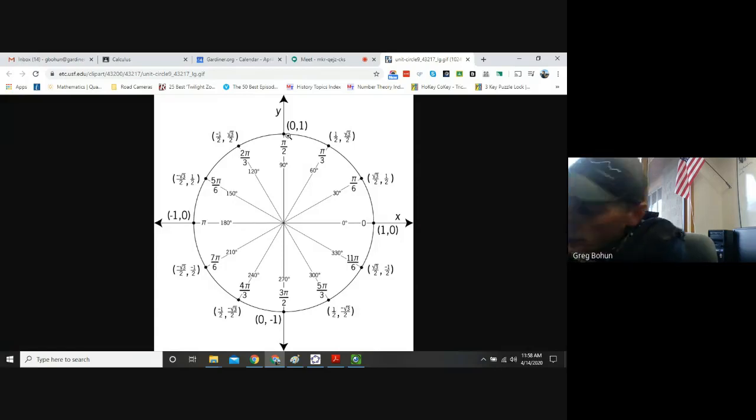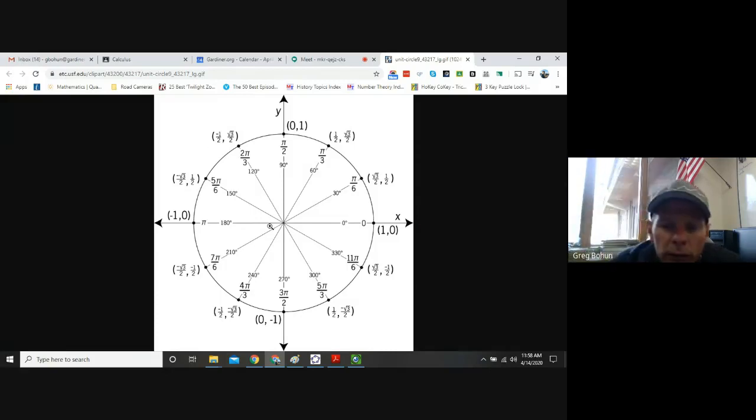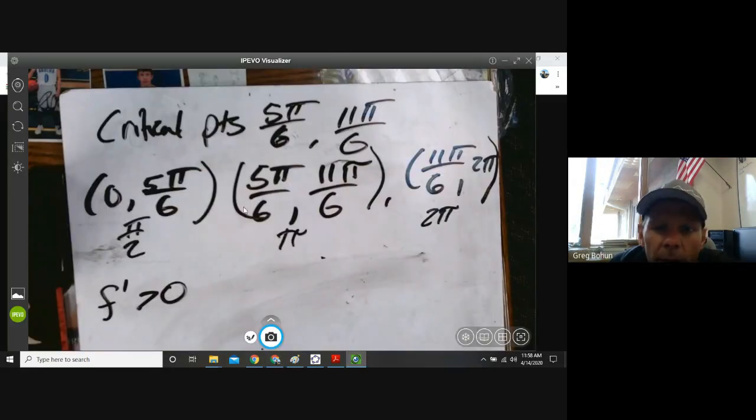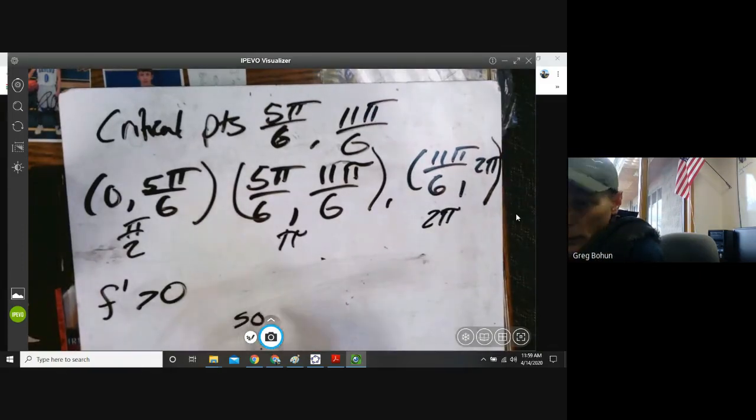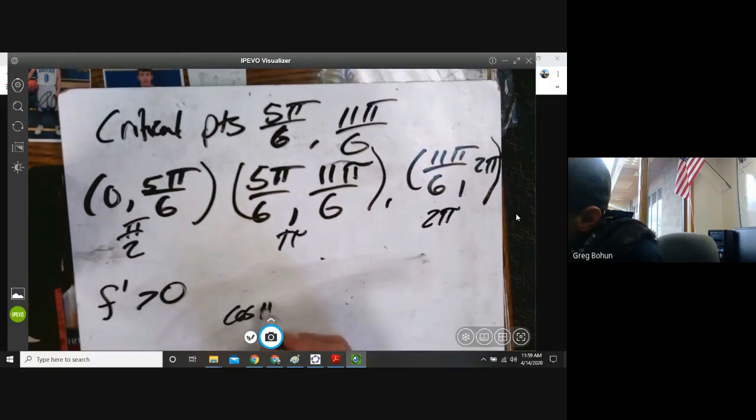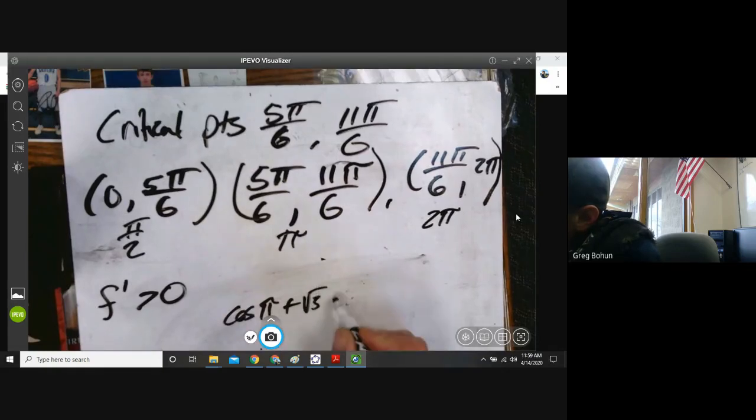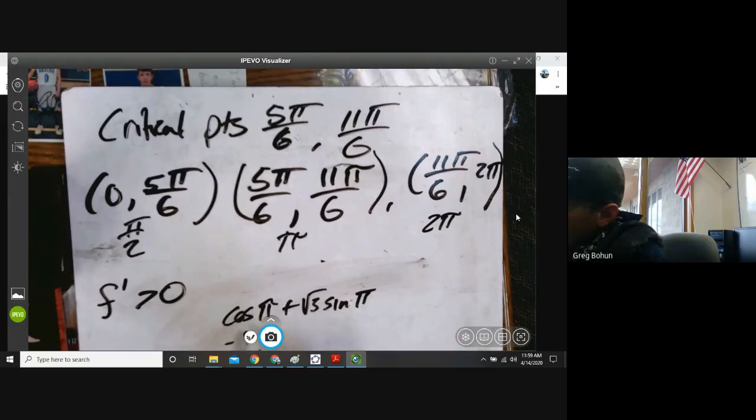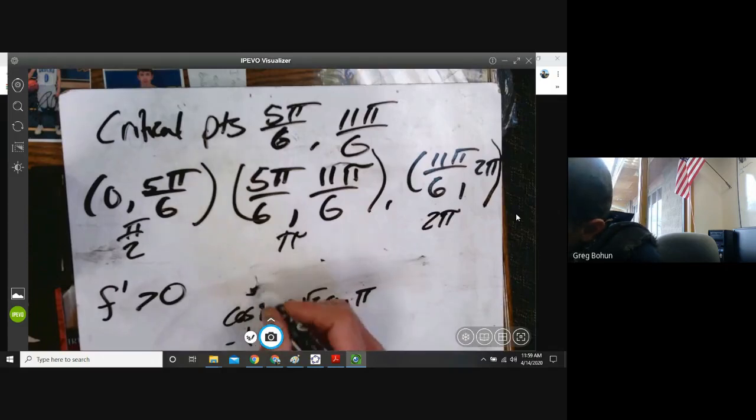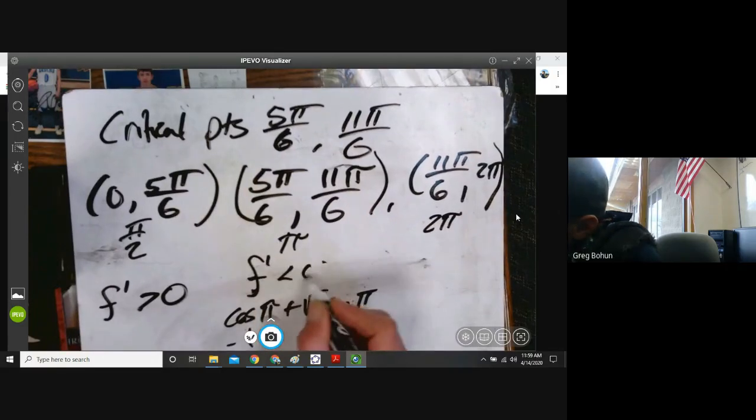And so we have 0 plus the square root of 3, which is certainly positive, right? At pi, we have cosine of pi plus the square root of 3 times the sine of pi. Cosine here is negative, right? This is -1. Sine is 0. So right here we have that the derivative is less than 0.